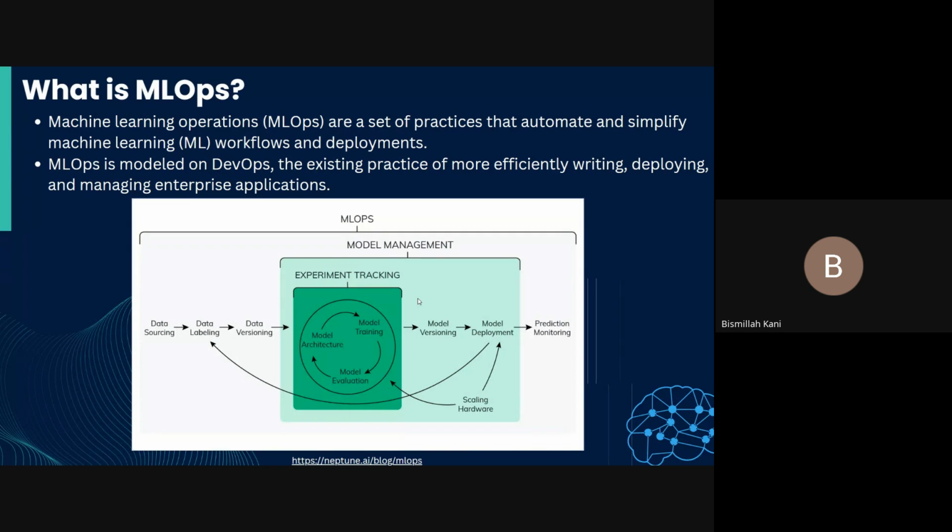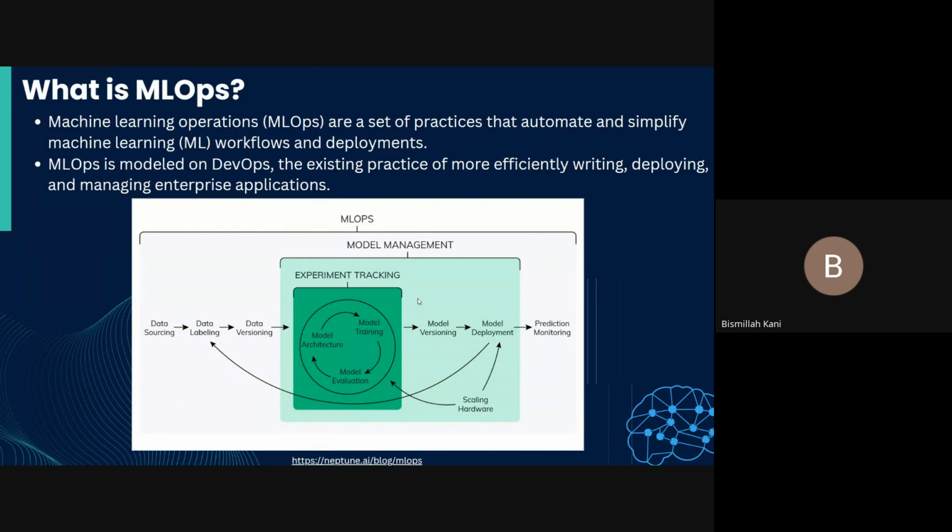So what is MLOps? MLOps stands for Machine Learning Operations, and it is basically an equivalent of DevOps, which is applied for the software development process. DevOps sets a standard with a set of standard practices for software development that makes the development process more efficient and also makes it easier to deploy and manage enterprise grade applications.